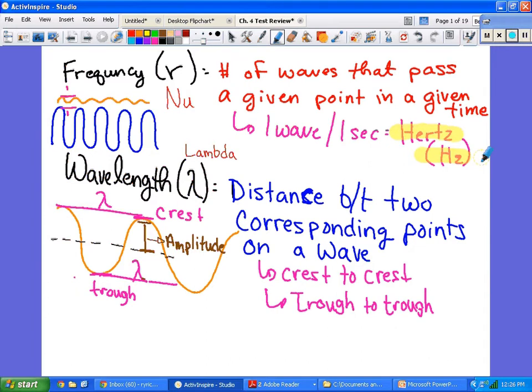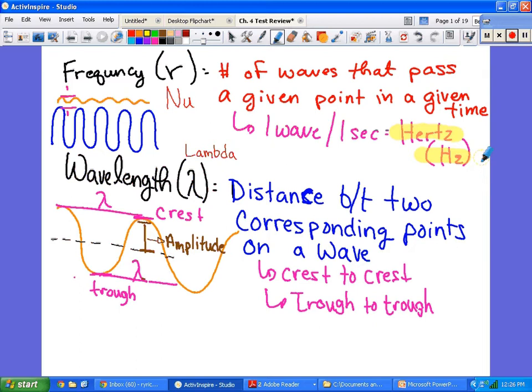What does the prefix mega turn it into? A million. So a megahertz would be what exactly? 1 million what? Waves per second. Do you agree that is a lot of waves in 1 second? A lot. How does that make sense logically? How fast are these things traveling? At the speed of light. So that's why they're normally measured in megahertz.